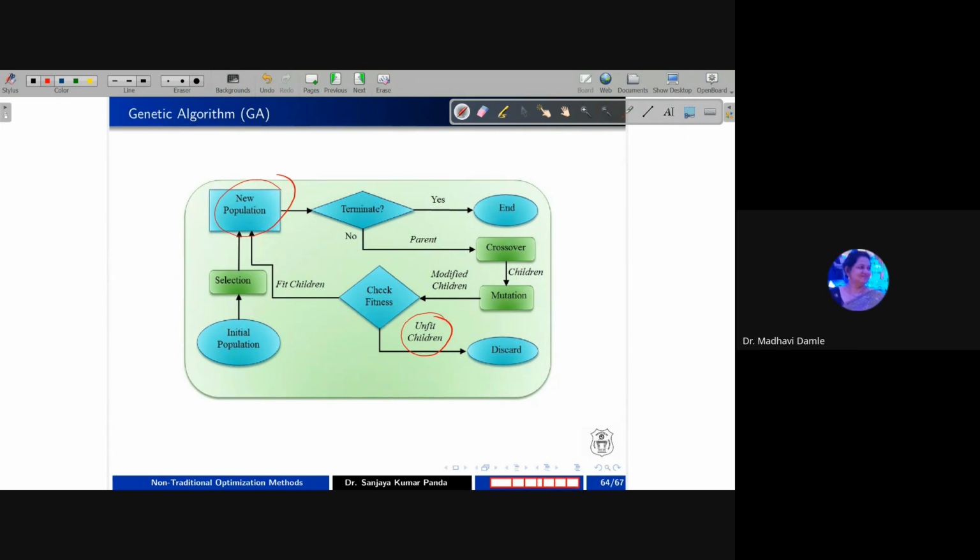Sir, the fit children are added, but parents are removed. Parents are replaced. Yes, removed or replaced, both are the same. So at any point of time, the population is the same. We are not adding any population, we are only updating the population. We are not adding or removing. The population of 8 is 8 irrespective of the number of iterations.